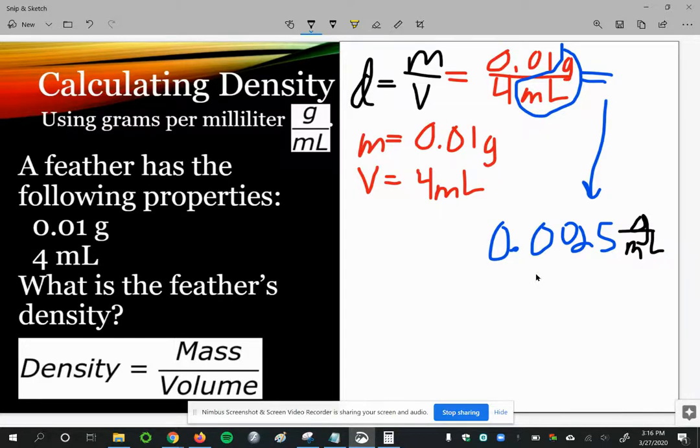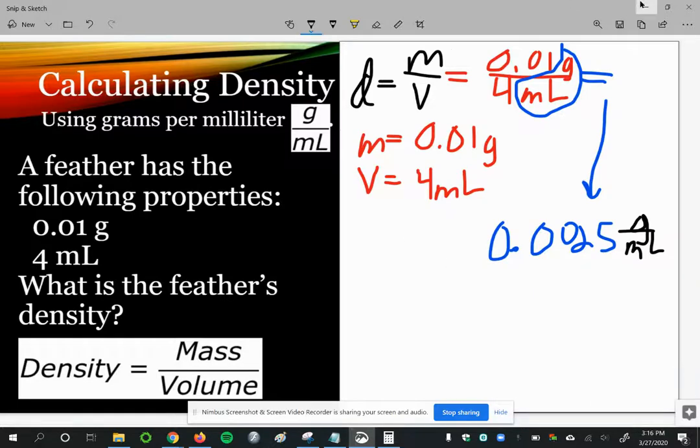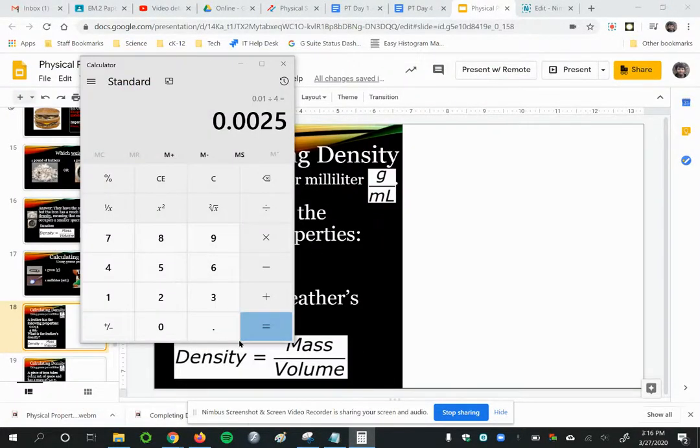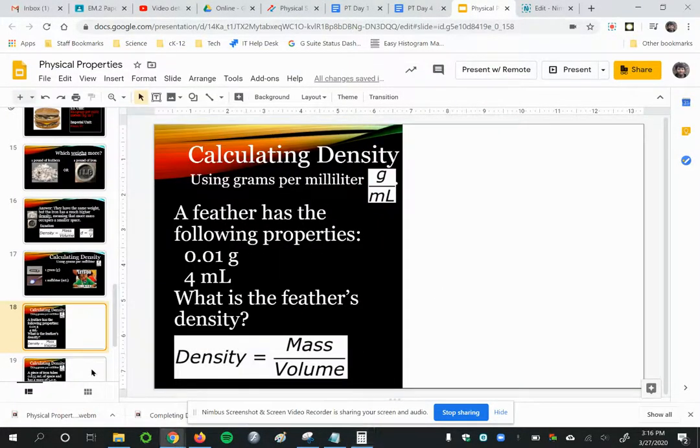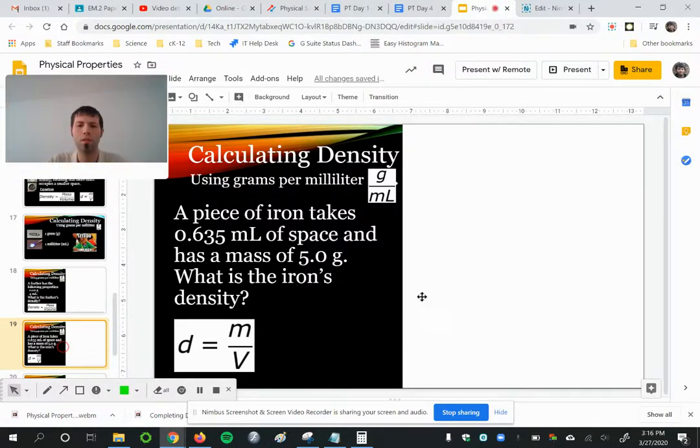Well, this is density. So 0.0025 grams per milliliter. This is a fairly small density. We're talking about a feather here, so we should have gotten something small. Okay, so there's our first answer. Now let's go to the next question. Okay, let's do the next problem.